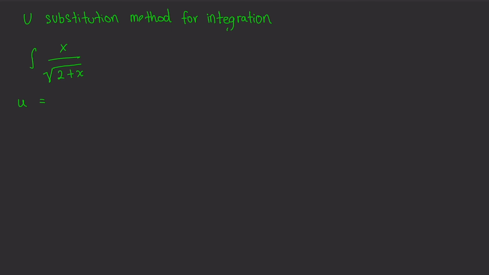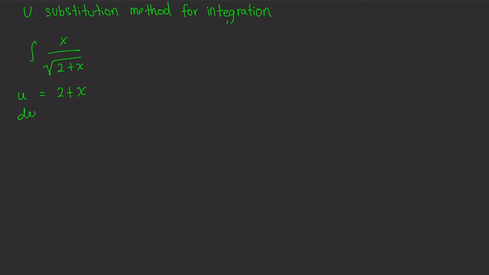So u is equal to 2 plus x, and then we differentiate this, and we're going to get 1. du is equal to dx. In this case, du over dx is equal to 1, which will not solve this in any way. Okay, what we can do is move the 2 to the other side, so x is equal to u minus 2. Here we have x and here we have x, and we can substitute them.